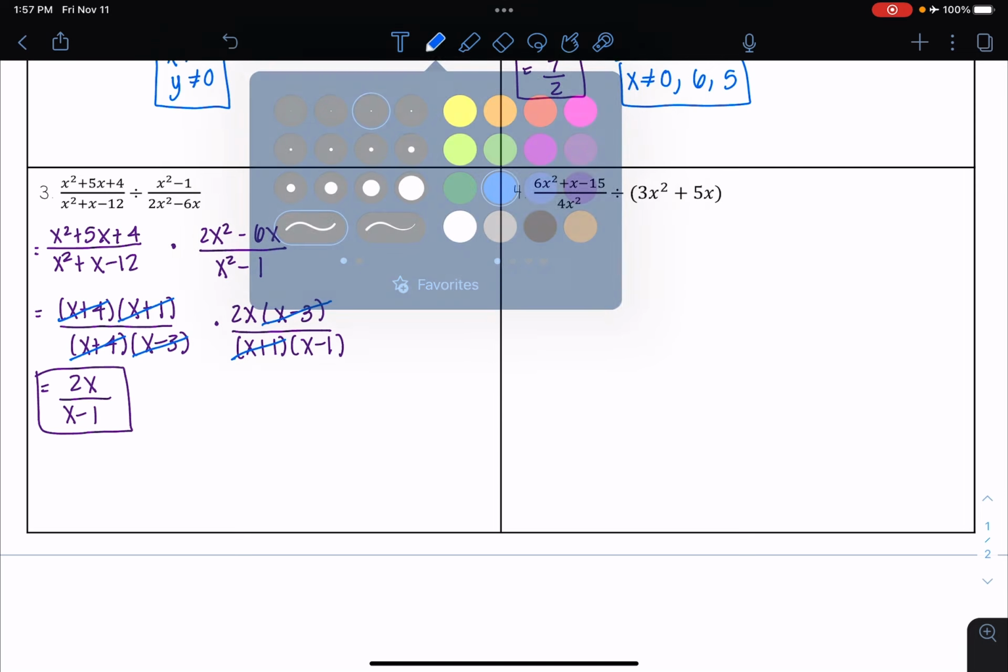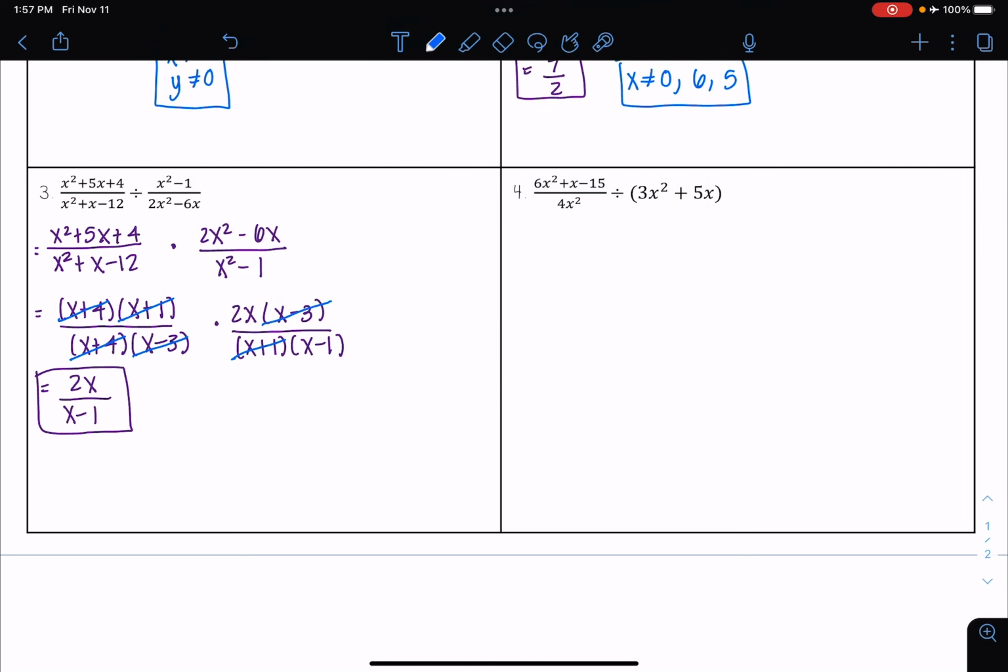And then I need to see what my restrictions are. So first, looking at this third step here, I see that x can't equal -1, 1, 3, and -4. But then also looking at the top here, because at the very beginning, this is in the denominator, whatever makes this 0 is also going to be restricted. And I see that's going to be 3, which I already have listed, but also 0 because of that 2x.